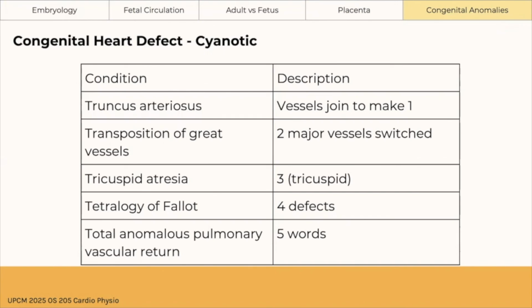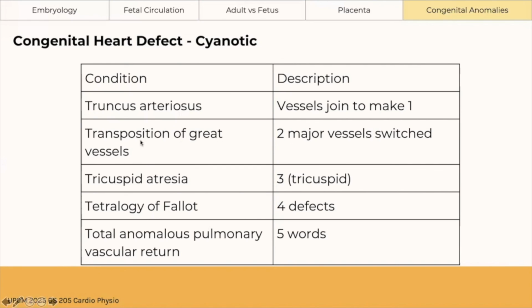This is easily remembered through 5 T's, 1 to 5. Because they all start with T and 1 to 5. So first you have your truncus arteriosus. So this is when the two vessels join to make one. So this is seen in your left ventricle instead of the normal two vessels wherein you have your pulmonary artery and your aorta, they join to make one vessel.